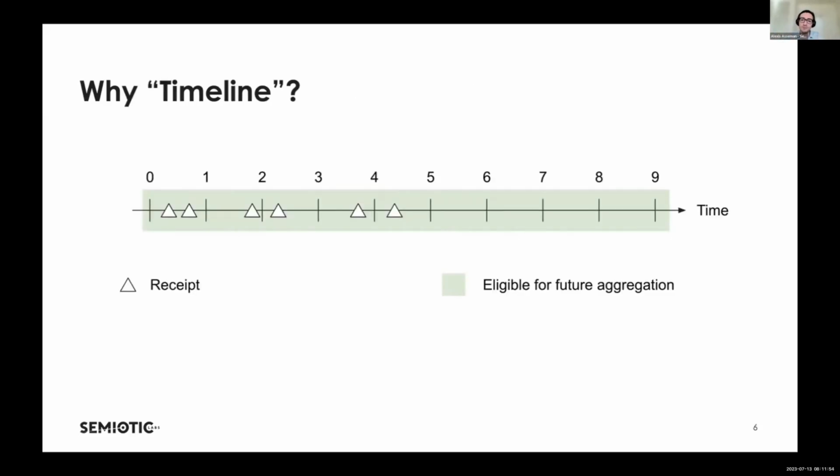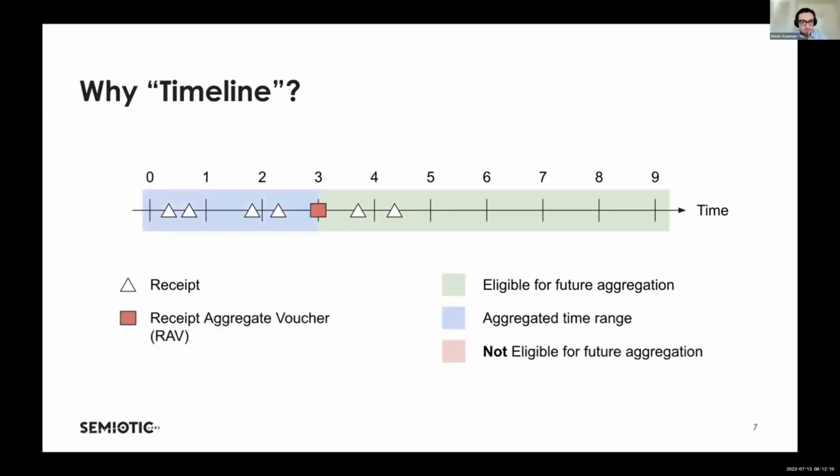Okay, so now a little bit more explanation. Why do we say timeline? Imagine this is the arrow of time, and the little triangles are receipts that were received over time. Next slide, please.